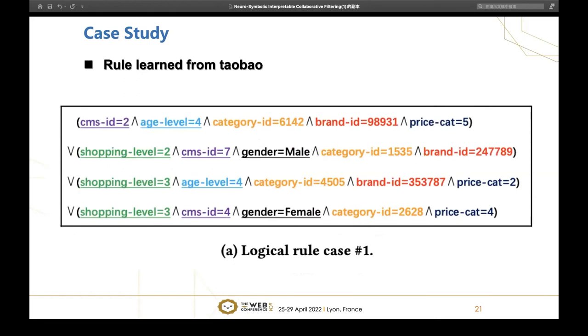Another real case is from Taobao. Although the goods are desensitized, we can still see the relationship between some users' consumption habits and commodity prices.